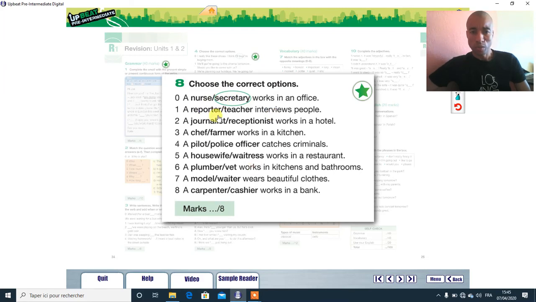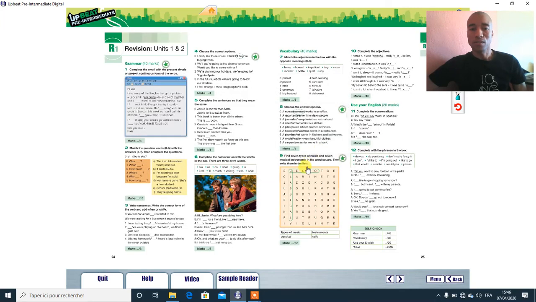So we have a reporter, teacher interviews people. A journalist, a receptionist works in a hotel. A chef, farmer works in a chicken. A pilot, police officer catches criminals. A housewife or waitress works in a restaurant. A plumber or a vet works in kitchens and bathrooms. A model or waiter wears beautiful clothes. And a carpenter, cashier works in a bank. So you choose the right word to make a good sentence. Okay, fine. Let's move.